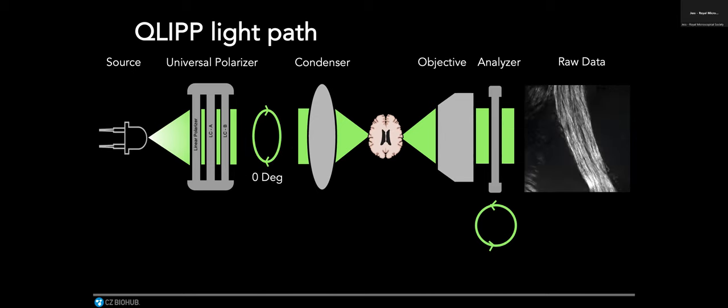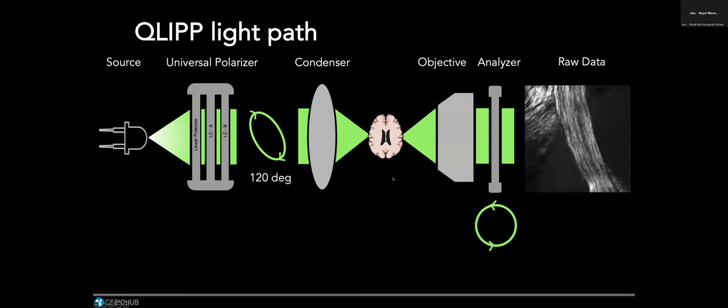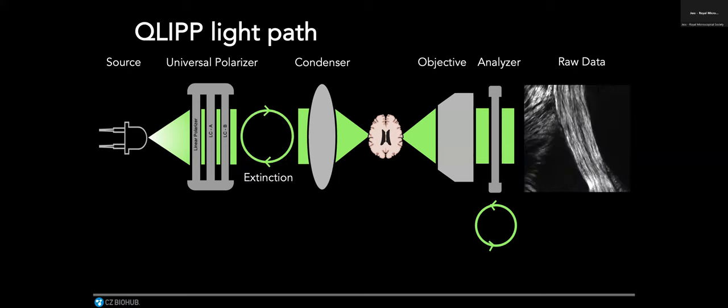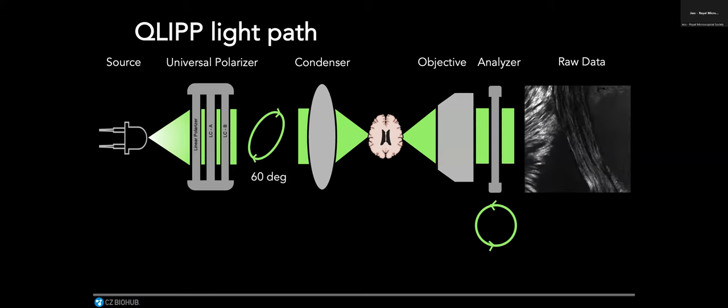So we use polarization diversity. We use another elliptical state that's just slightly far away from the extinction state and has a specific orientation. So we use an ellipse at 0 degree, then at 60 degree and 1 degree. And as you can see from these images, the raw image itself depends on the retardance and orientation of the structure.